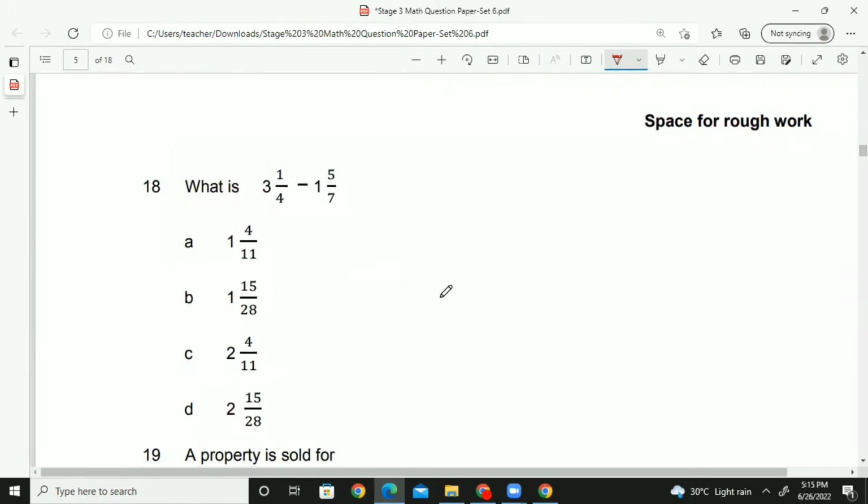What is 3 1/4 minus 1 5/7? So when I look at this now, I'm getting 2 sets of numbers there, so I can't just work with the fractions. I'm going to have to work with everything. So let us quickly convert. 3 fours is 12 plus 1. This is 13 over 4. 7 ones is 7 plus 5, that is 12 over 7.